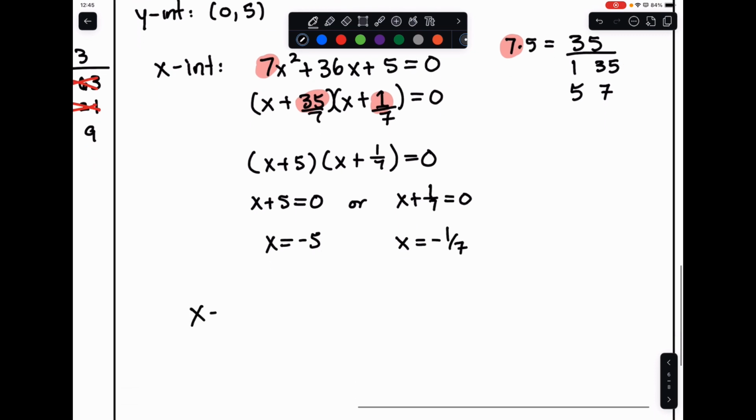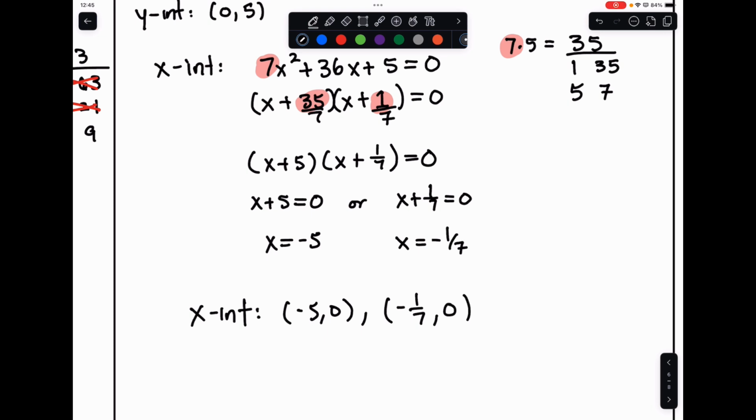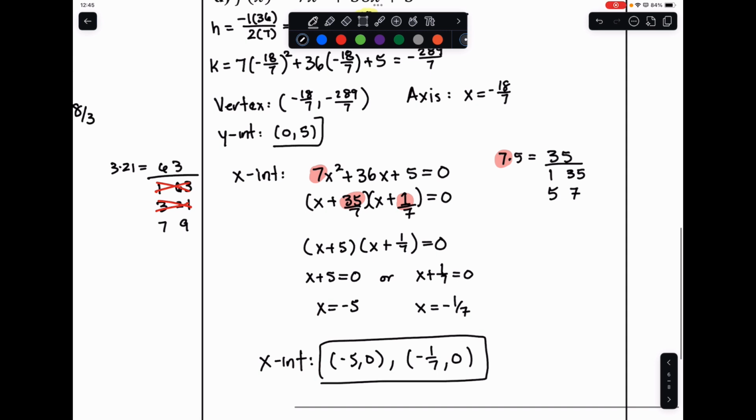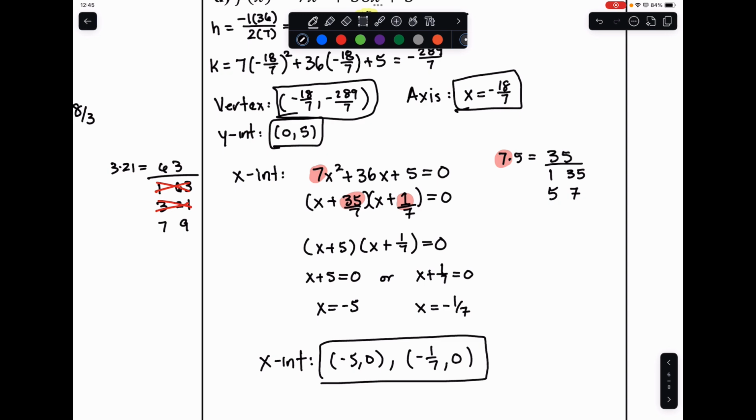So our x-intercepts are going to be the following. We're crossing the x-axis at those two locations. Here's the y-intercept and your other values as well.